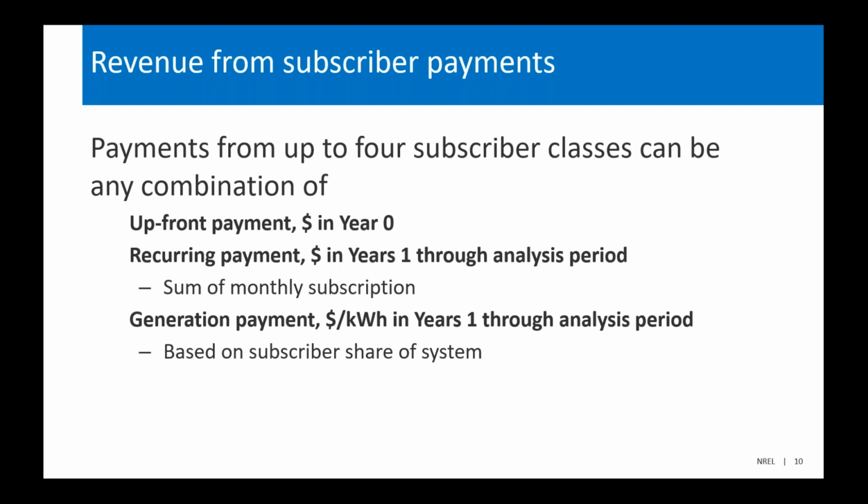And then a generation payment is an annual payment for a portion of the electricity generated by the system that depends on the subscriber's share of the system. So usually a project would get revenue from either these recurring payments or a generation payment, probably not both simultaneously. And then there may be an upfront fee to join that would be in combination with either a recurring payment or a generation payment.